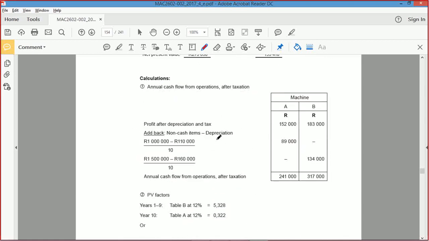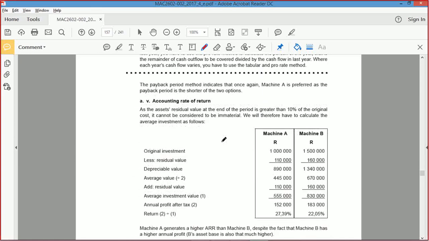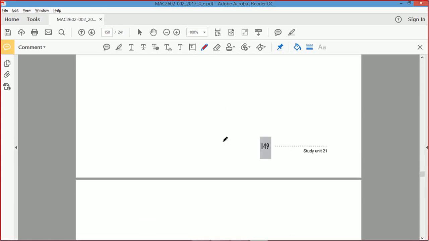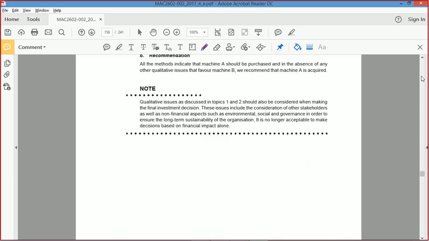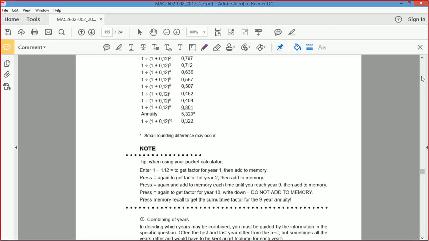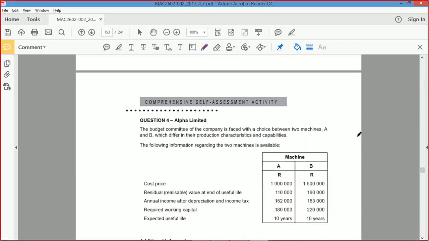This gives you all the different cash flows. Looking at the measures, payback period. Is that it? Yeah, it looks like it. Okay, yeah, that is it. So let's do this last question. I like this question because it's a comprehensive one. So that means it will cover everything. Where does it start? Here it is. It starts here.